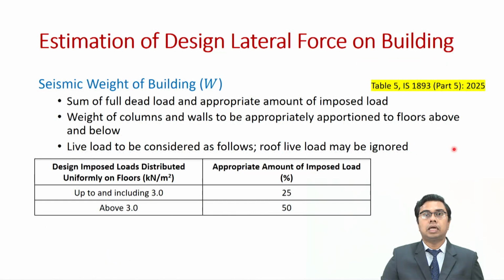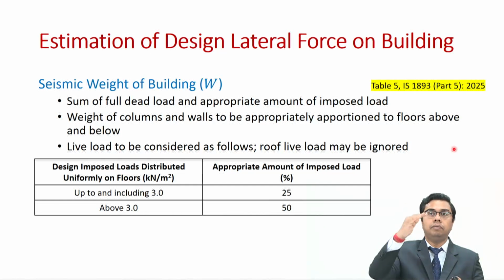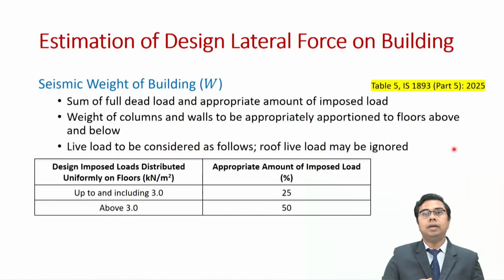Let us look into the seismic weight of the building, which is given by the sum of full dead load and an appropriate amount of imposed load. At this point, we should be very clear that the weight of columns and walls has to be appropriately apportioned to floors above and below. The roof live load may be ignored.